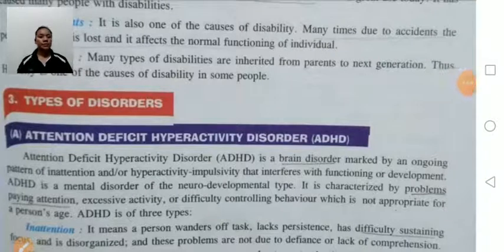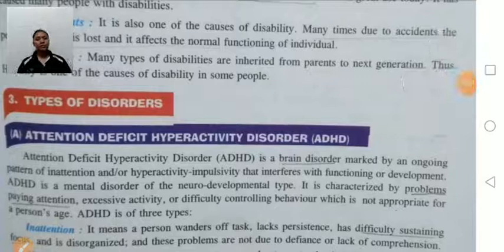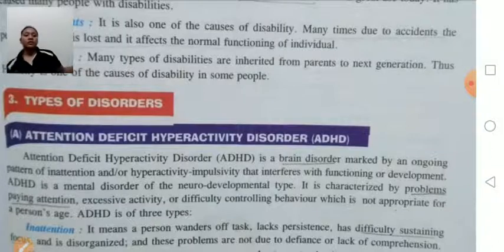Types of disorders. There are different types of disorders like attention deficit hyperactivity disorder, sensory processing disorder, autism spectrum disorder, oppositional defiant disorder, obsessive compulsive disorder, etc. Let's discuss the types of disorders. First is attention deficit hyperactivity disorder.